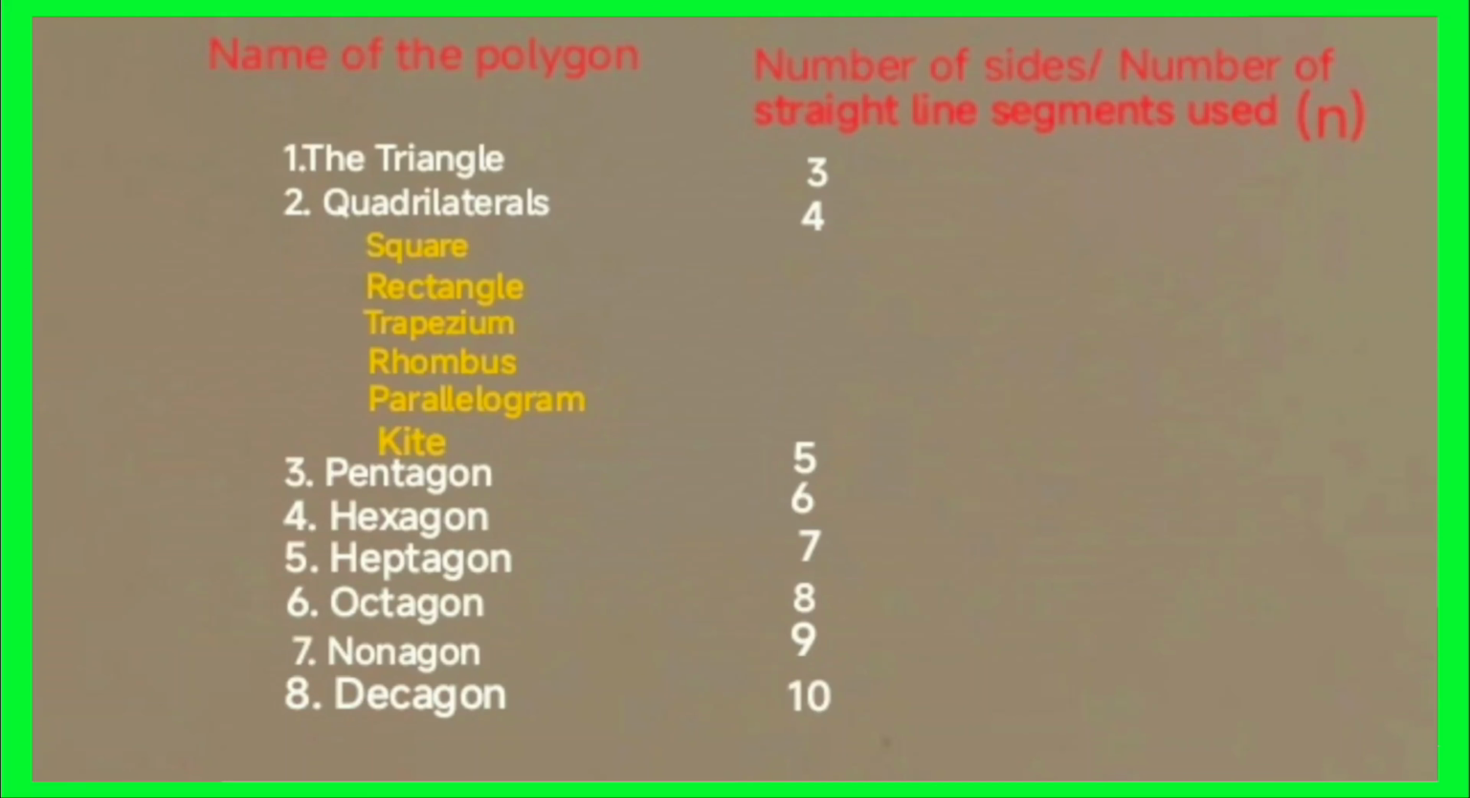And then we've got the third one, the pentagon, 5-sided. The fourth one, hexagon, 6-sided. The fifth one, the heptagon, 7-sided. The sixth one, octagon, 8-sided. The seventh one, nonagon, 9-sided. And the last one here, number 8, decagon, 10-sided.